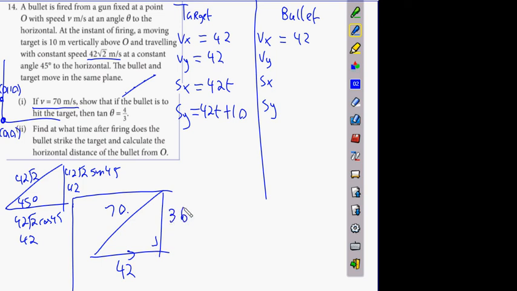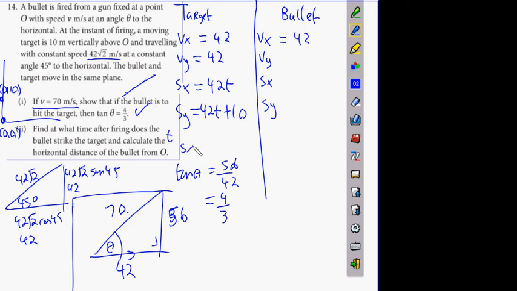Now, prove that tan of the angle is 4 over 3. Well, I can see right now that tan theta is 56 over 42, which is 4 over 3. Everybody happy with that? So I proved the first part, no bother. Now, find out what time after firing does the bullet strike the target and calculate the horizontal distance from the bullet's start. It wants me to find out T, and it also wants me to find out what is the Sx once I find the T.